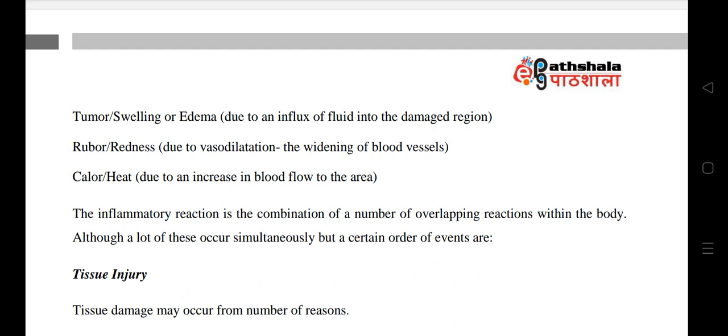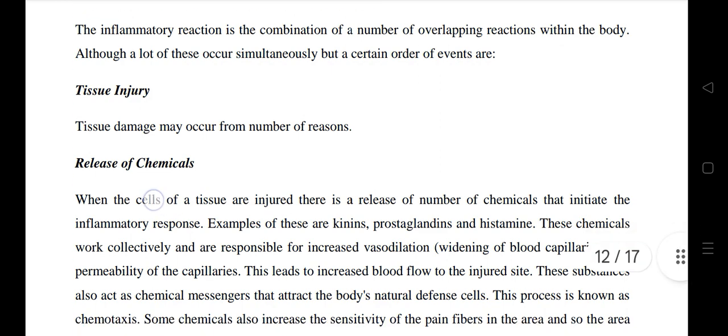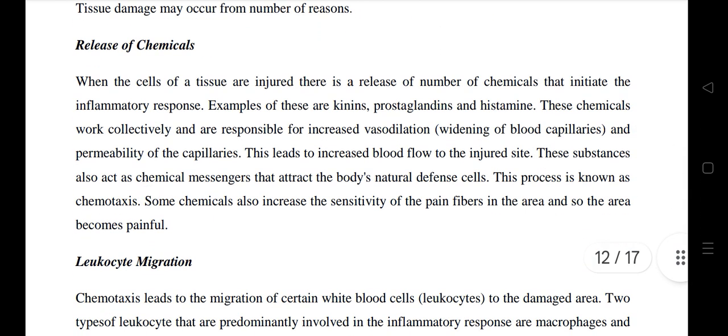The inflammatory reaction is the combination of a number of overlapping reactions within the body. Although a lot of these occur simultaneously, there is a certain order of events. So, tissue injury: tissue damage may occur from a number of reasons, like release of chemicals. And the cells of a tissue are injured. There is a release of a number of chemicals that initiate the inflammatory response. Examples of these are kinins, prostaglandins, and histamine. These chemicals work collectively and are responsible for increased vasodilation or widening of blood capillaries and permeability of the capillaries. This leads to increased blood flow to the injured site.